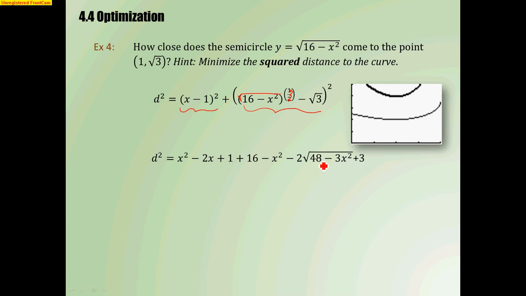2 times the square root of 48 minus 3x squared. And again, try to figure out through the algebra where that came from. And then square root 3 squared, and I get, of course, 3. Collecting like terms, I get negative 2x plus 20 minus 2 root 48 minus 3x squared.